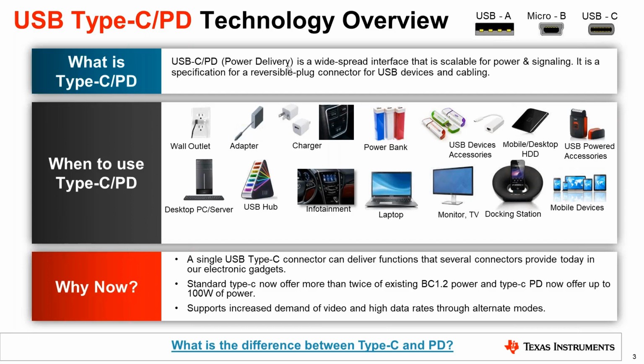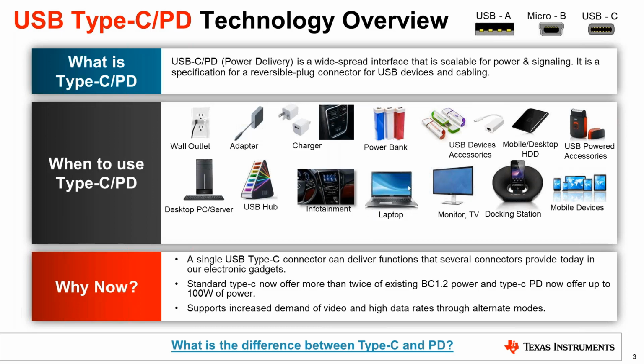So USB Type-C is a new connector. If we're just referring to the connector itself, that means that we can support the 5 volts up to 3 amps. So that is standard Type-C protocol. If we want to support more power than those 15 watts, or we need to support video or a specific alternate mode, then a power delivery or PD controller is required. There's a handy video linked here as well that goes into more details between the difference of Type-C and power delivery.